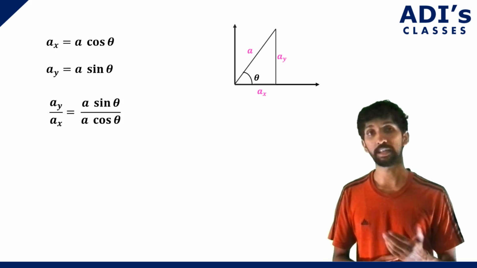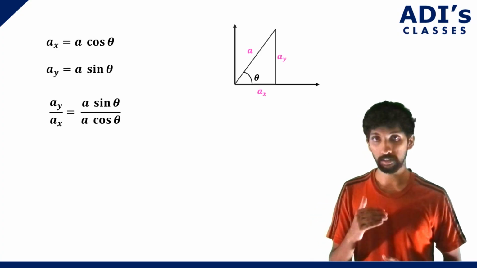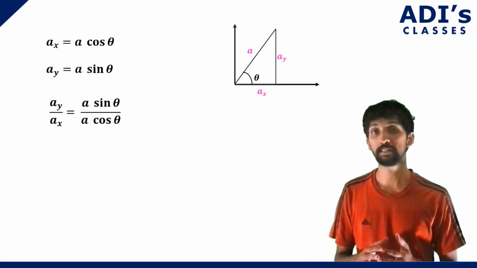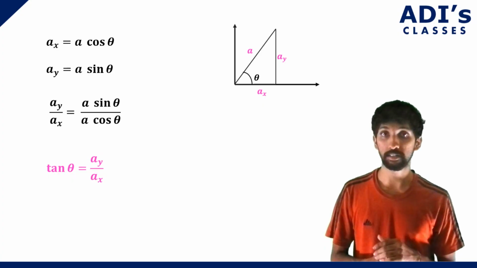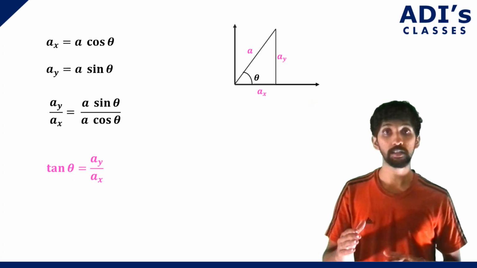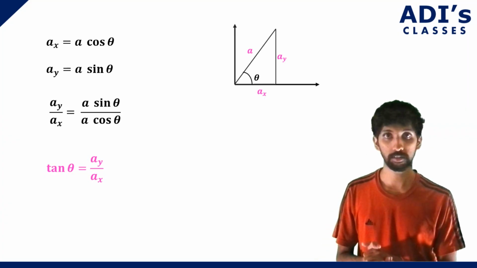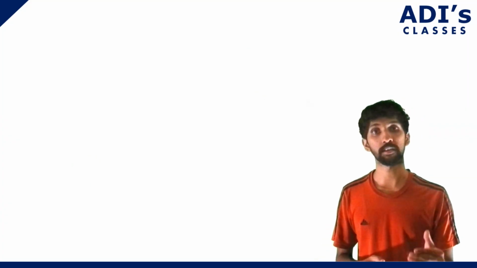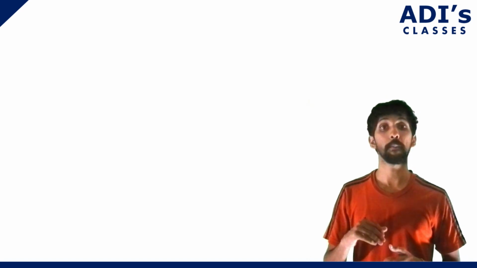Now, you got these two. Now, take the ratio of this. That is, we'll do ay divided by ax. You'll get this as A sin theta by A cos theta. You'll get that as tan theta. Right? So the angle which the vector is making with the x-axis, you can find out using this. So tan theta is equal to ay by ax. Okay?